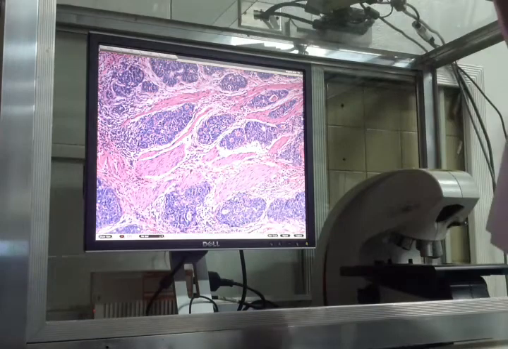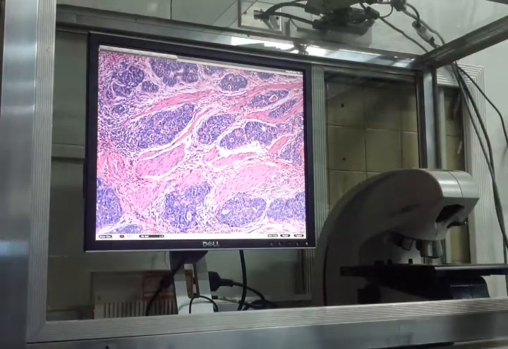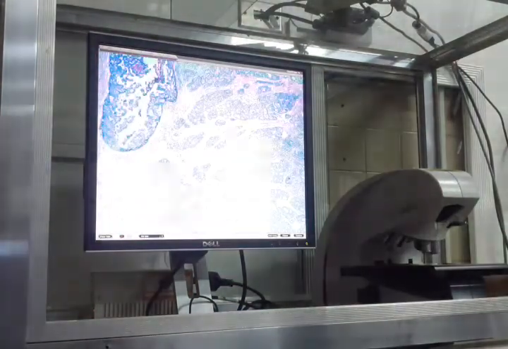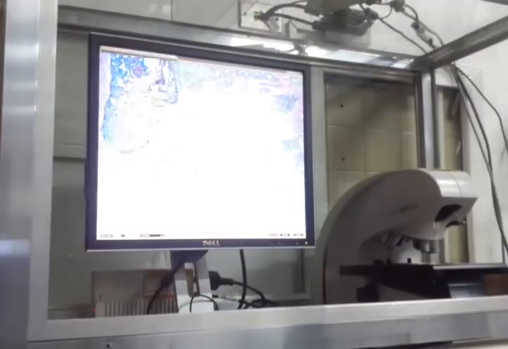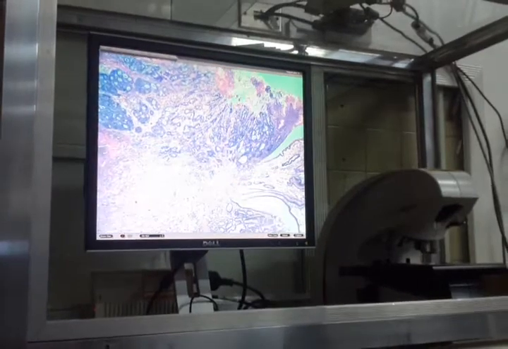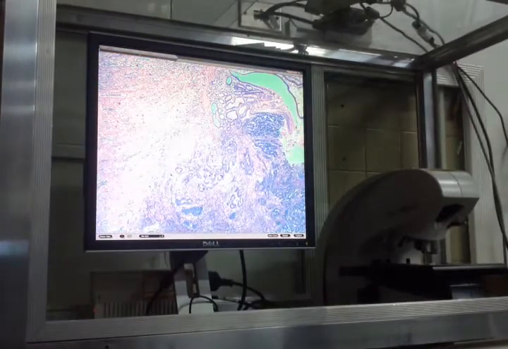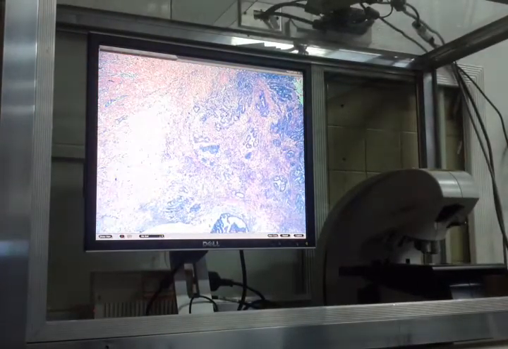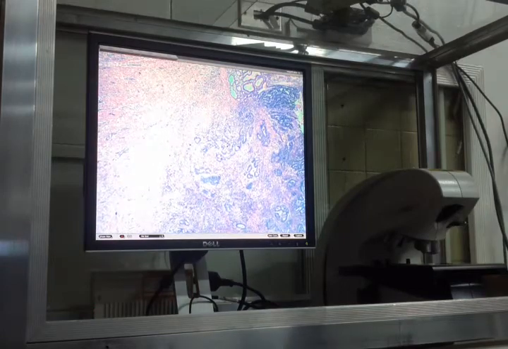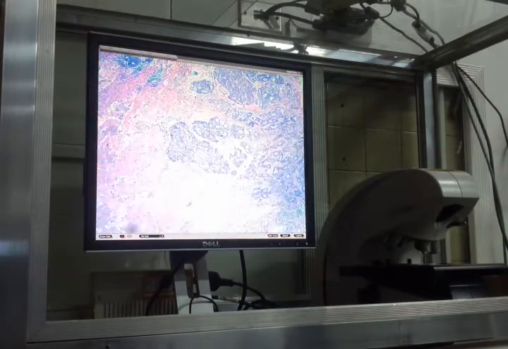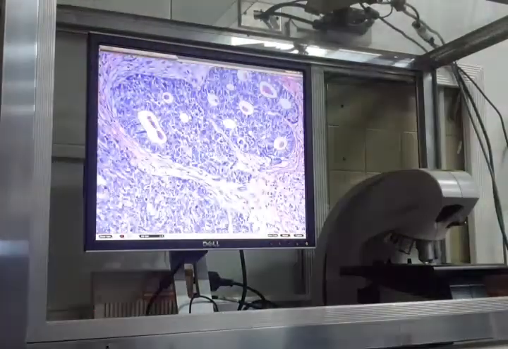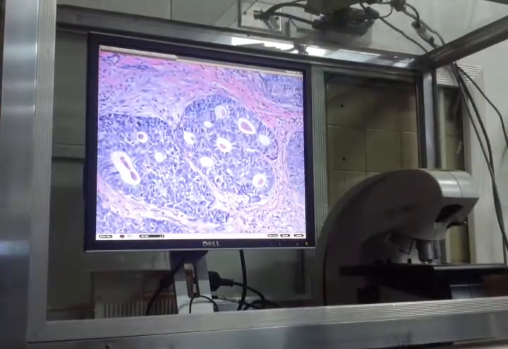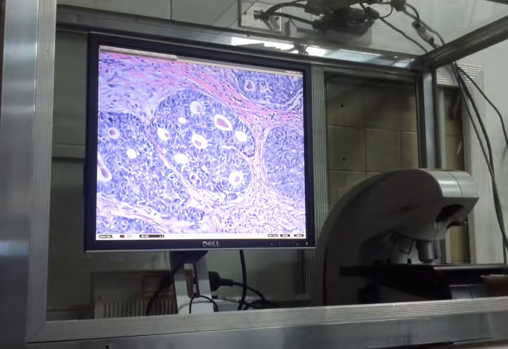Cribriform pattern. Desmoplasia. Ang cribriform pattern mo, may solid nest of neoplastic cells ka, tapos may butas-butas na maliliit. Kaya yung cribriform. Okay. May nest ka na solid, like that one, tapos may maliliit na butas ka. That's the cribriform pattern.